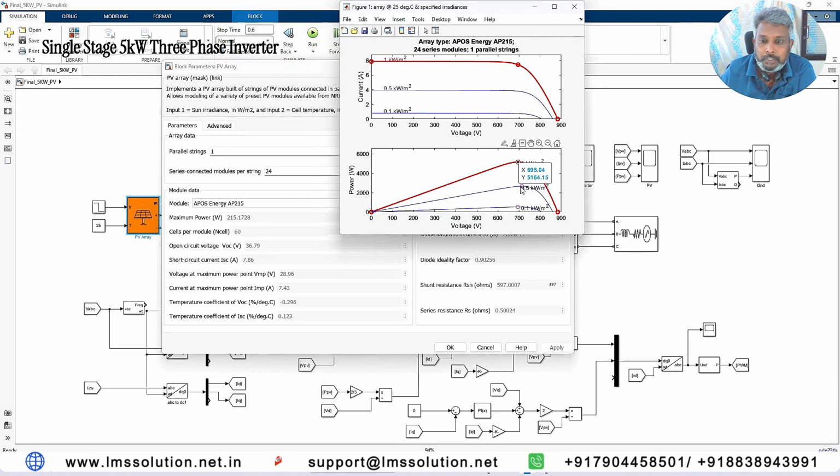This value is going to change according to the change in irradiation condition also. When I click this point, at 100 watts per meter square, the power will be found in watts. With this irradiation change in the power, the peak power is also going to change.